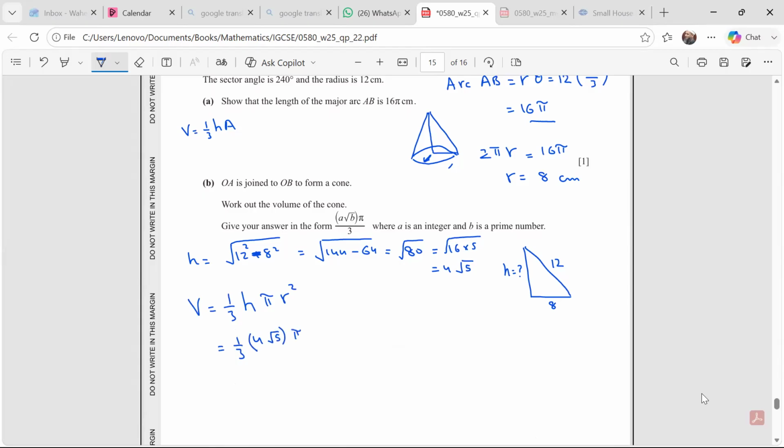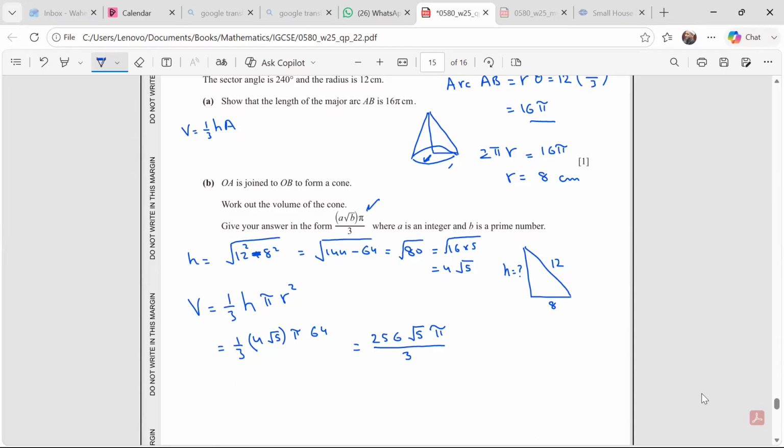And then pi, and then r square. And r was 8, remember? So it is 64. So how can we simplify it a little bit? 4 times 64 is this much, and then under the root 5, and then we have pi and divided by 3. Okay, so this is my answer.